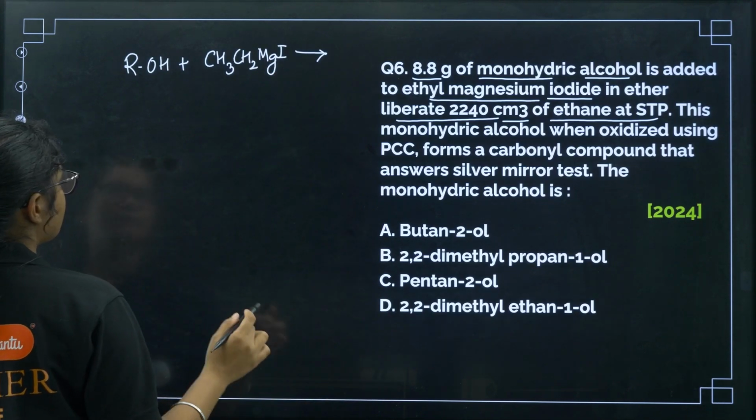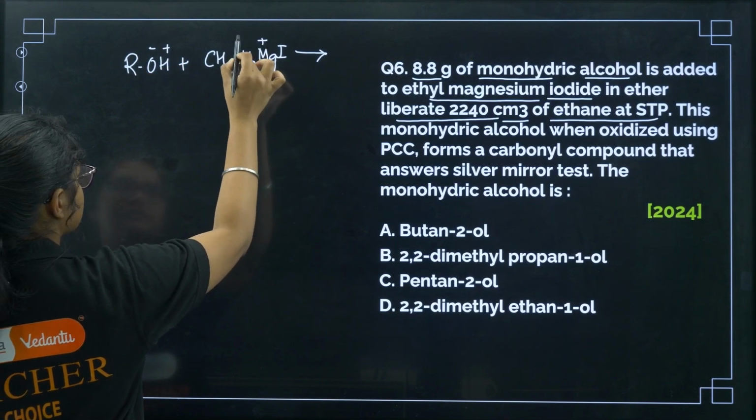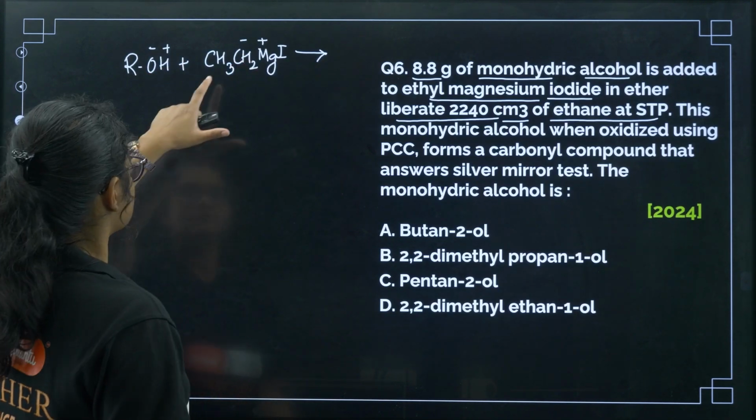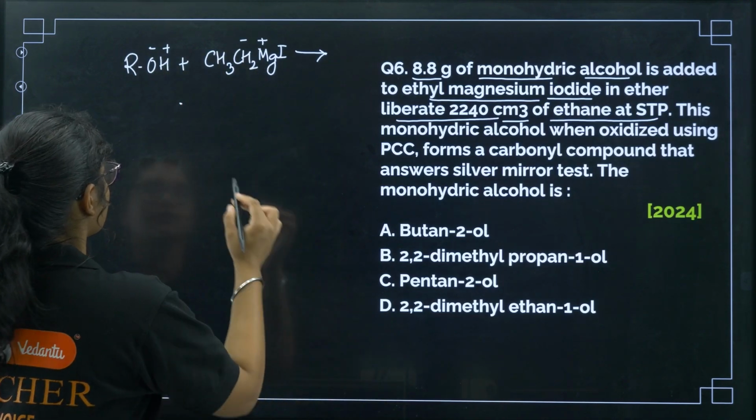Okay, then what will happen? Plus and minus you need to do, right? O minus, H plus, Mg plus, CH3CH2 minus. So this minus will take this plus and this minus will take this plus. So what is the product formed here?